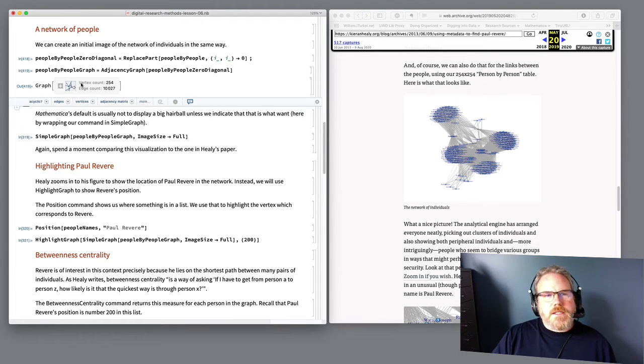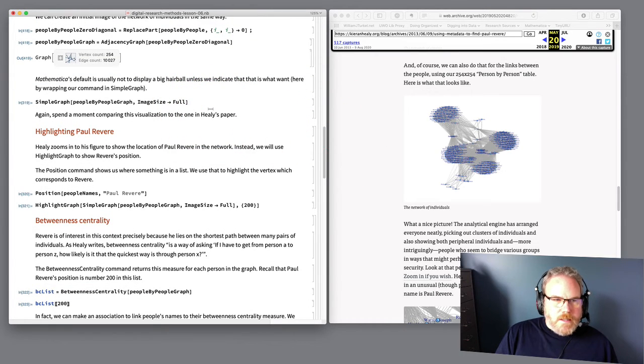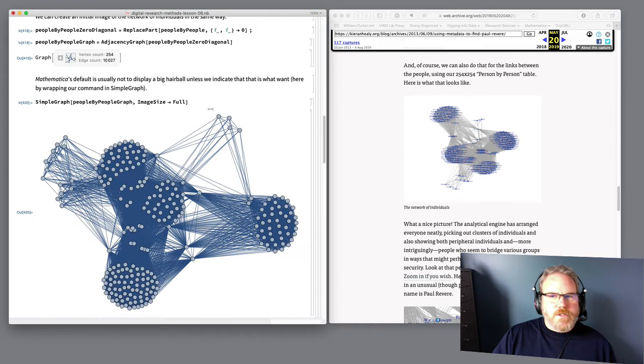Now notice that it doesn't actually draw the graph for us. In other words, it doesn't create a figure like Healy has over here on the right, which some people might refer to as a big hairball. It's not very useful as a graph, other than to just sort of impress you with the sheer amount of stuff in it. We can do this, if we want though, by wrapping our command in simple graph, which gives us a similar kind of hairball.